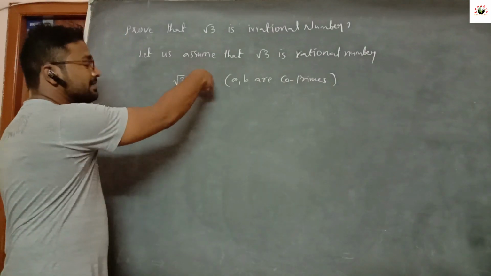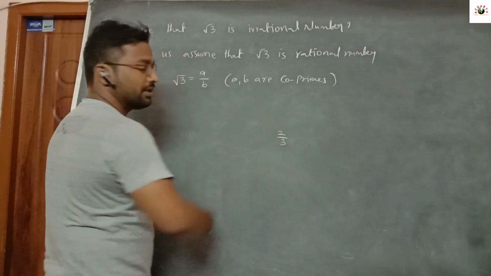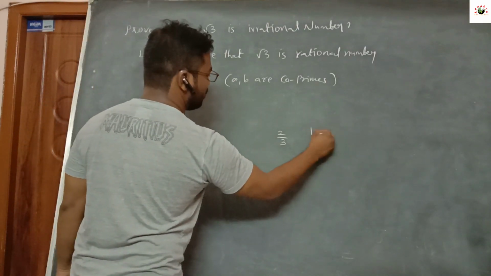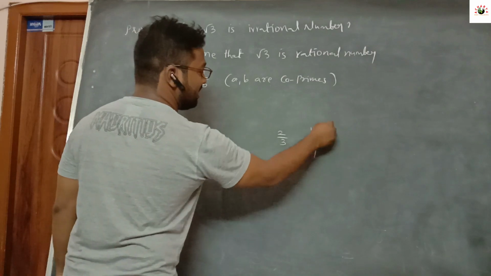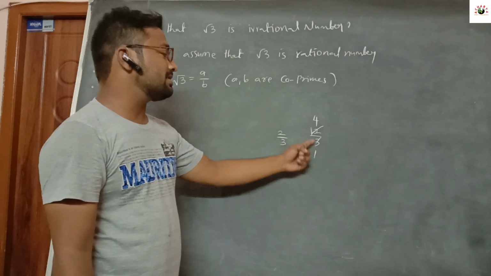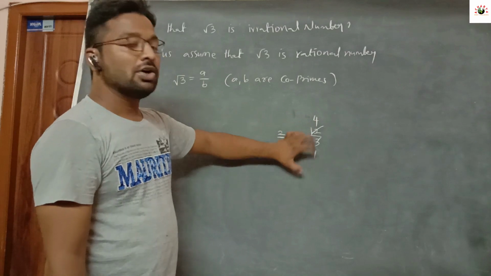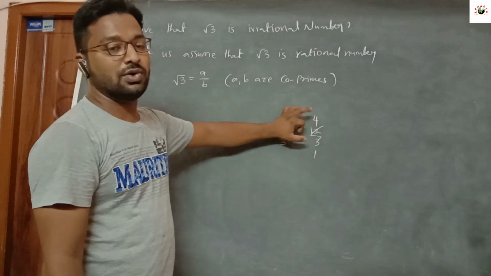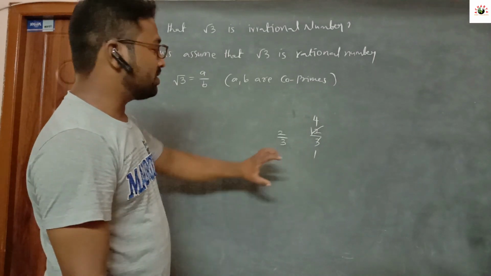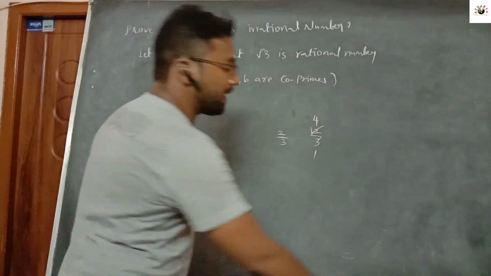For example, in the place of A by B, take 2 by 3. Or if you take 12 by 3, no problem, after simplifying it becomes 4 by 1. Here 4 and 1 are co-primes, because they have only one common factor, that is 1. There are no other common factors. So here A, B are co-primes.